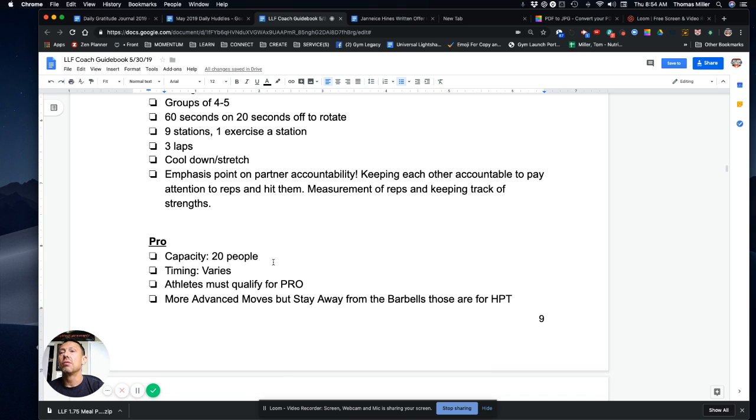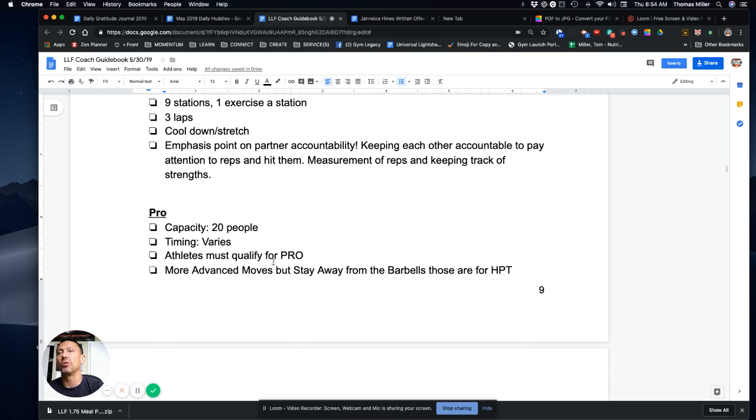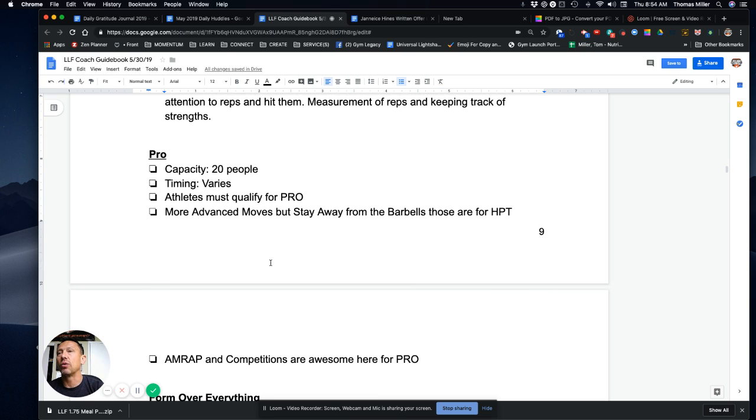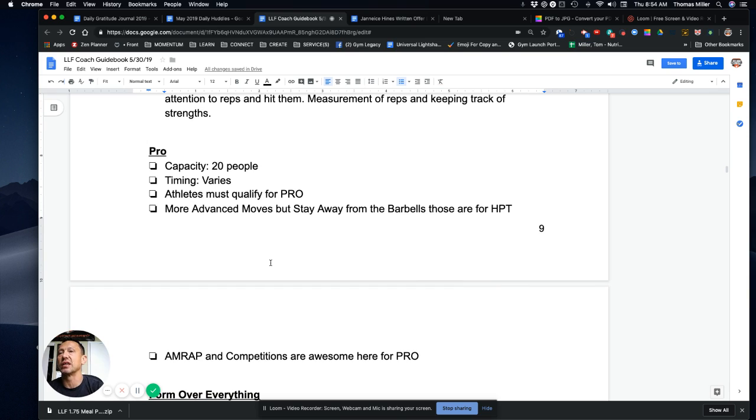Pro. Now, pro is for people who've met the qualifications. They tried out for it. They qualified. And it basically allows them to really push themselves at a higher level class with more advanced moves, less coaching, a little bit more competition. And we obviously wouldn't throw anyone into a pro session. However, when they qualify for it, it just is included with their group package. So pro is what everyone's working up to.